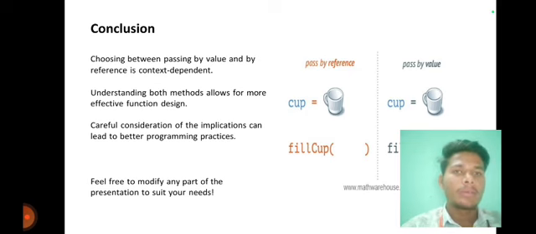The last one is the conclusion. Choosing between pass by value and pass by reference is context dependent. Understanding both methods allows for more effective function design. Careful consideration of the implications can lead to better programming practices.